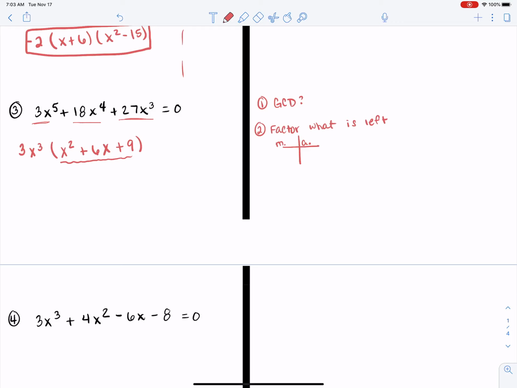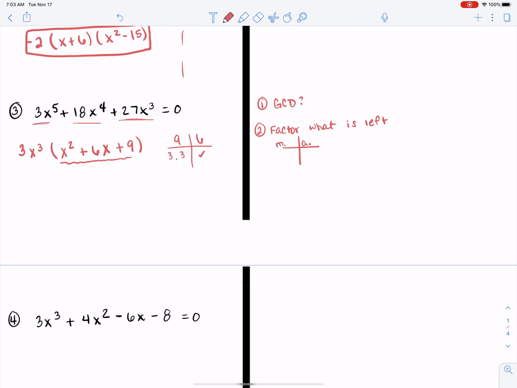So I know A is 1, B is 6, C is 9. So I need 2 numbers that will multiply to 9 and add to 6. So I know 3 and 3 would work. So I can take this and say it's really x plus 3 and x plus 3. Now we're going to write the final answer. So I have 3x cubed times x plus 3 times x plus 3.